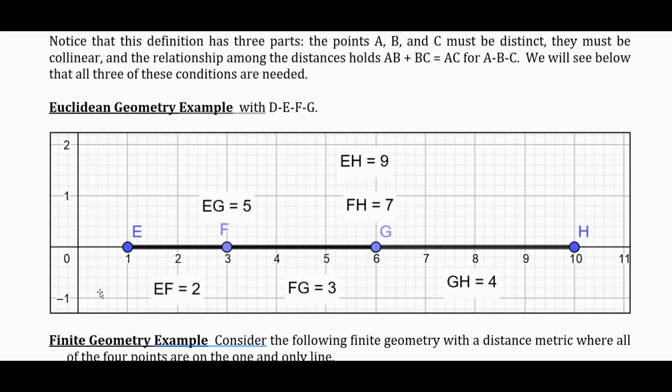So here's a basic Euclidean geometry with D-E-F-G. So notice F is between E and G, and it's also between E and H. G is between F and H, as well as between E and H. So there's an order to them. And you can see that all these definitions work out. For example, the distance from E to F is 2, and from F to G is 3, and so those two add up to the distance between E and G. They're also distinct and they're collinear. And you can check that all the other ones add up appropriately.